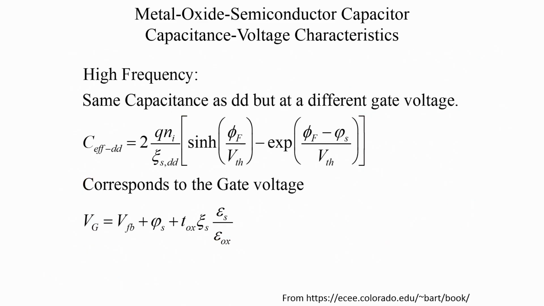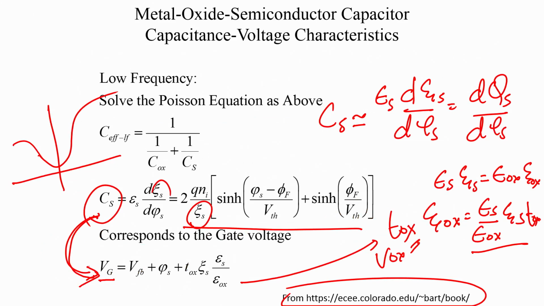And how do we get high frequency? For high frequency, you use the same capacitance as the deep depletion, because it tells you that the electrons are not present in the AC response. But for the DC part, because the DC is still varying very slowly, you make this capacitance correspond to a different gate voltage. You make it correspond to the low frequency gate voltage, which is VFB plus phi s plus T ox times the low frequency electric field. So, I hope that is clear.